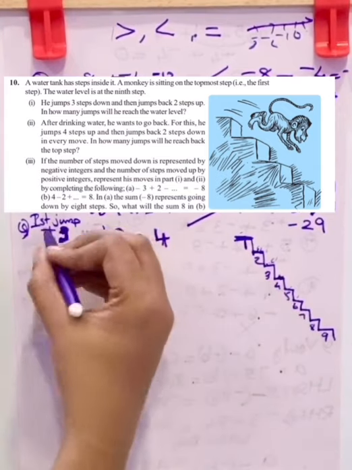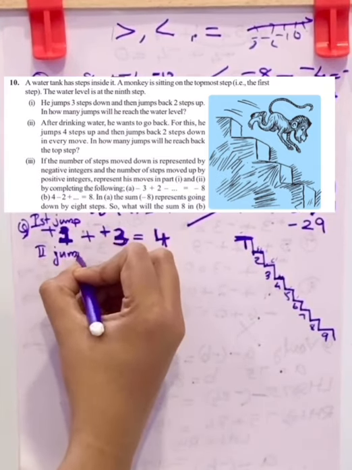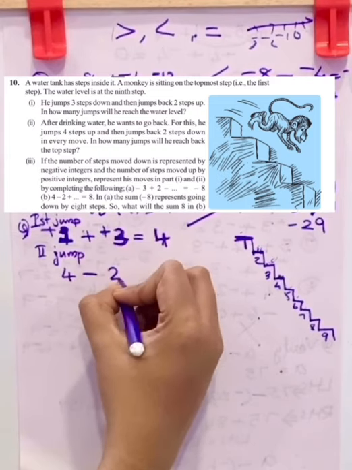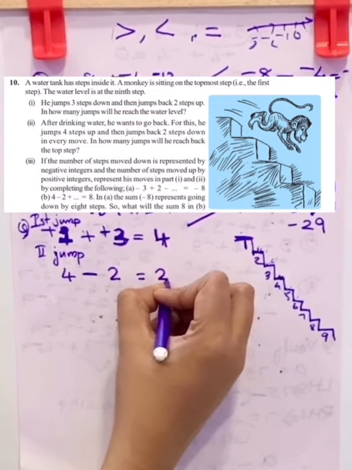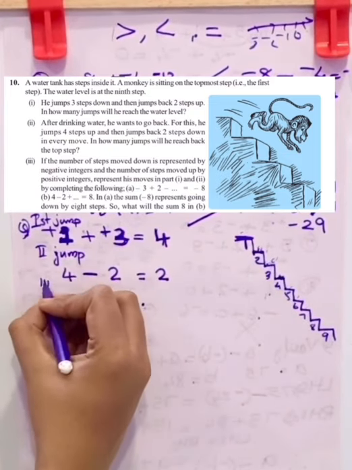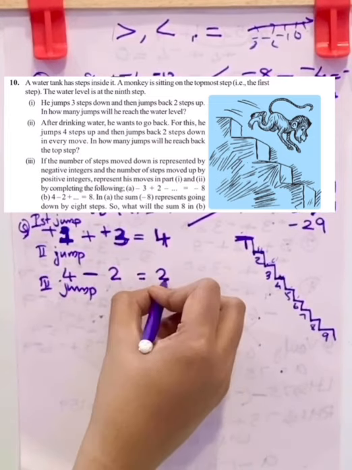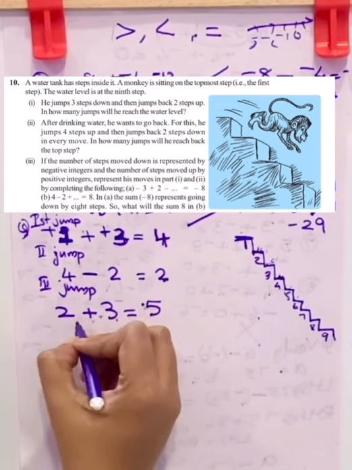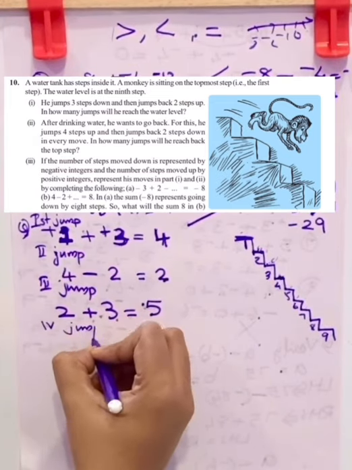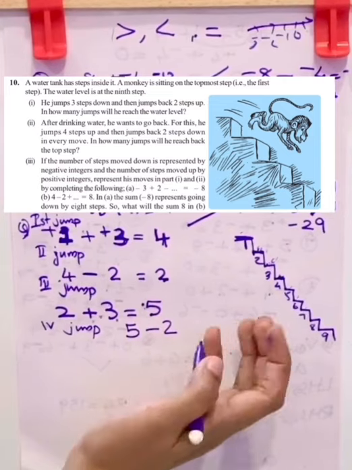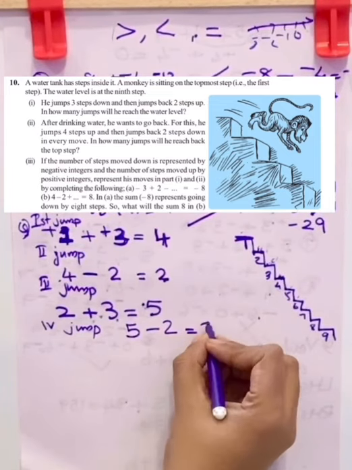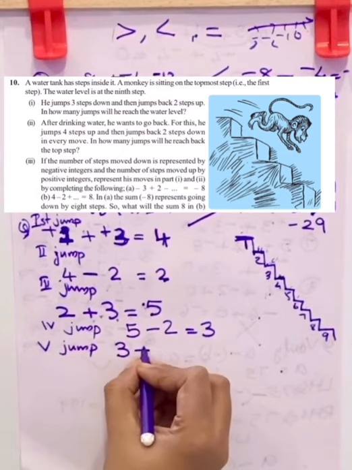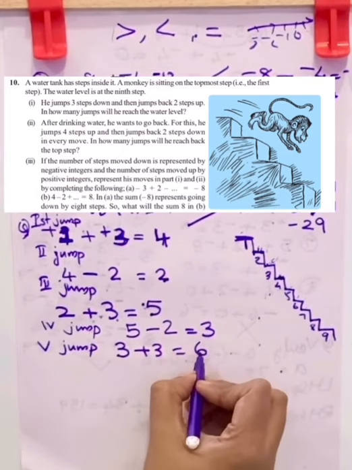Now in his second jump, 2 steps backward. From 4th step, he will move 2 steps backward, then he will reach 2. That is second step. Now in his third jump, now he is on the second step. From there he will jump 3 steps. Then he will reach 5th step. And again in 4th jump, 5th step minus 2 steps, that he will jump back. So 3rd step. Now in 5th jump, he is on 3rd step plus 3 steps. That is, he will reach 6th step.